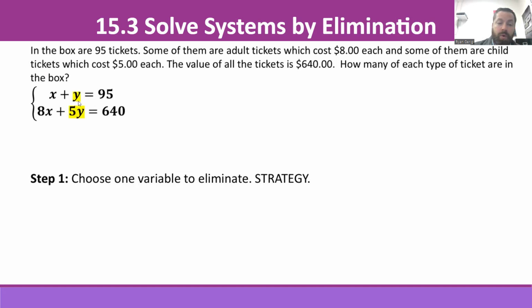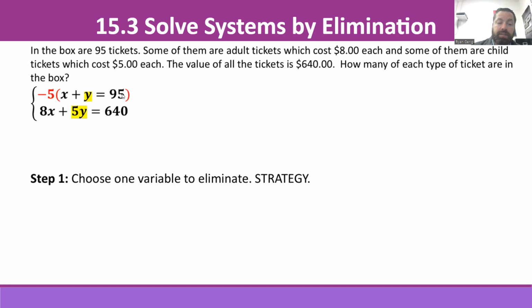Okay. These two y's, if I add those together, that gives me 6y. If I add these two x's together, I get 9x. So 9x plus 6y, if I would add these two equations together. That's not good. What do I want to do? I want to make one of those variables go away. So how do I do that?